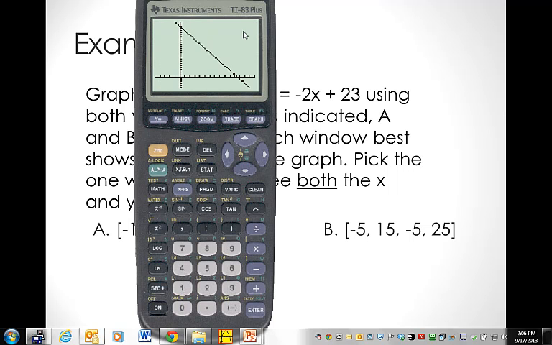This looks a lot better, right? I've got a good sense of the shape of the graph and where it crosses. Now, one thing that's sort of aesthetically not very pleasing is all these little notches on the axes.